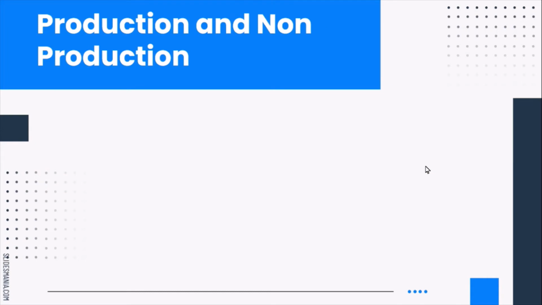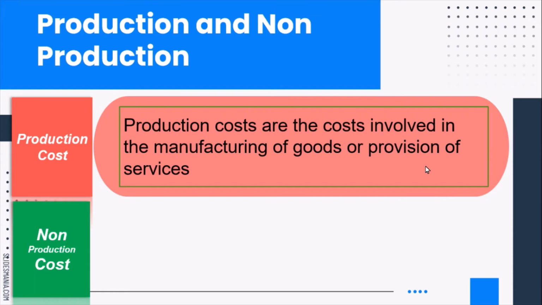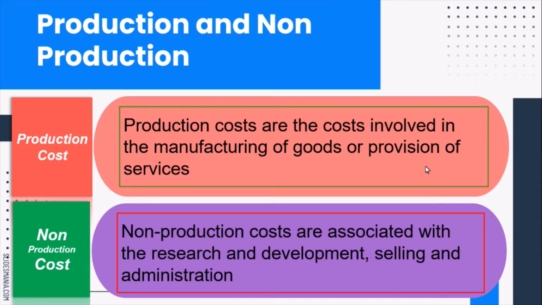Production and non-production. Production costs are the costs involved in the manufacturing of goods or provision of the services. Examples of product costs are the direct materials, direct labor, and factory overhead. Non-production costs are those associated with research and development, selling, and admin expense. In other words, they are the operating expenses.